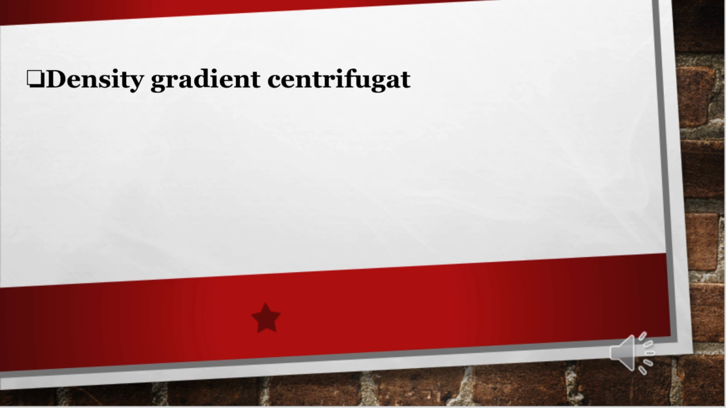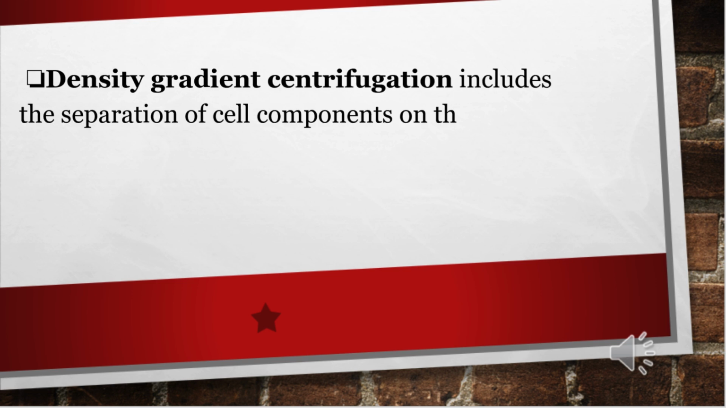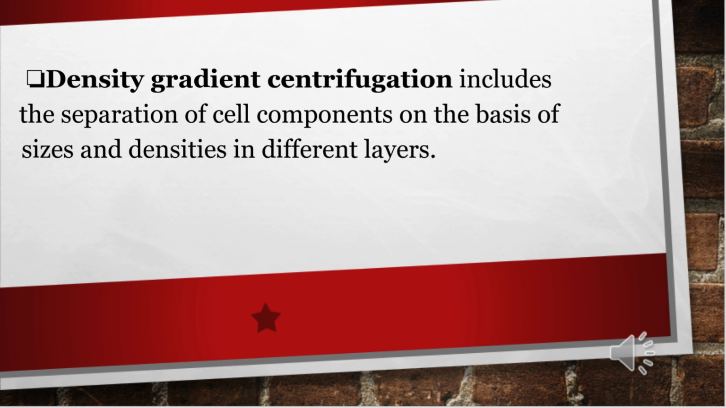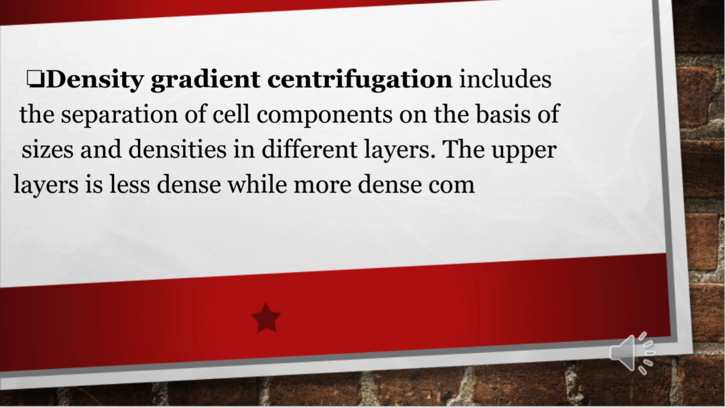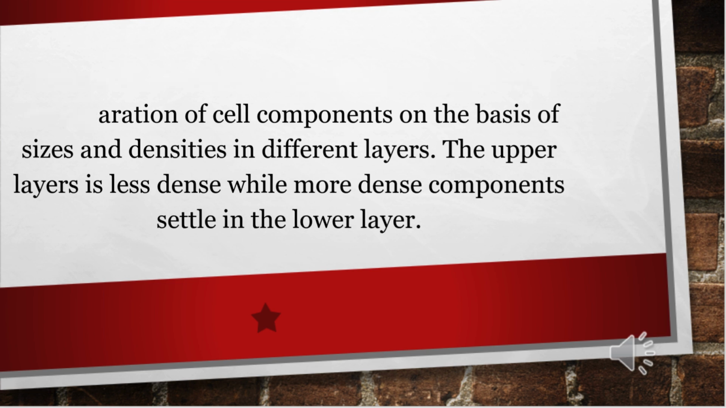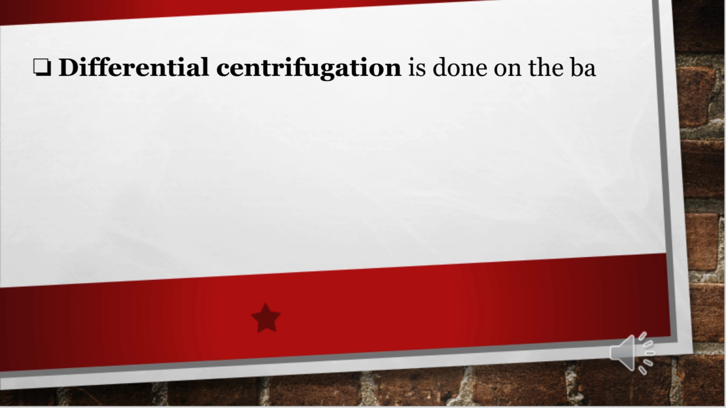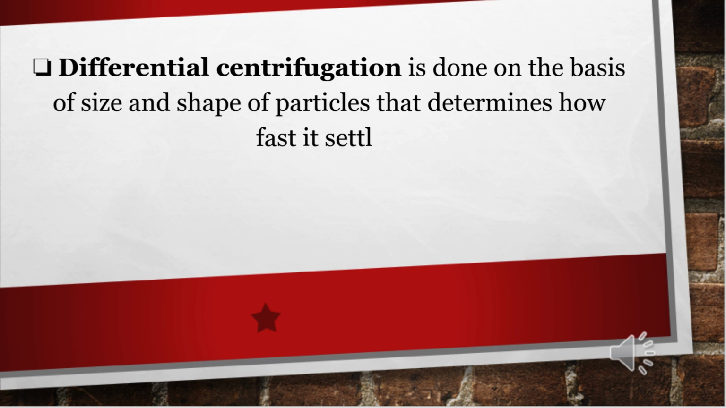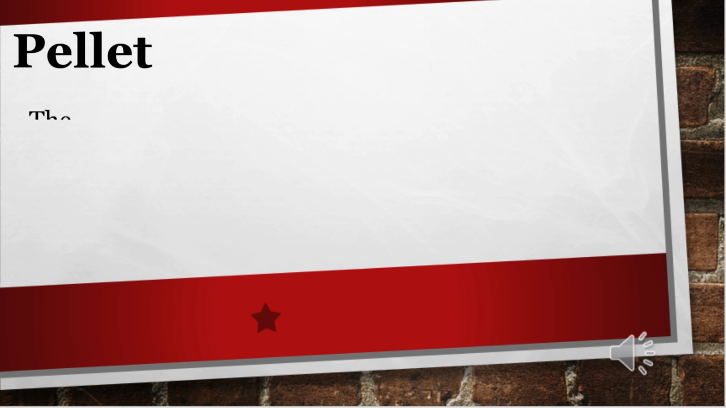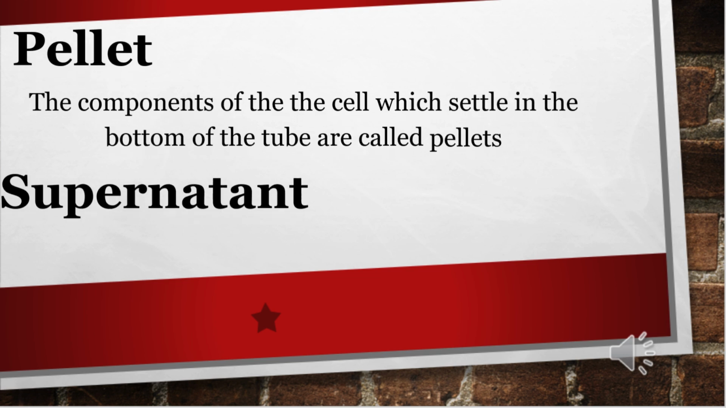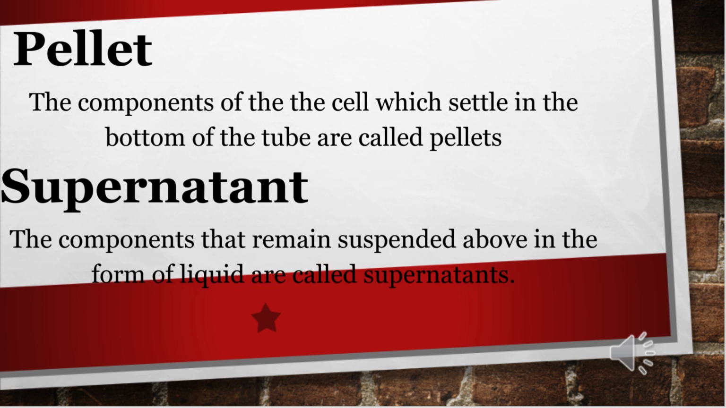Density gradient centrifugation includes the separation of cell components on the basis of sizes and densities in different layers. The upper layer is less dense, while more dense components settle in the lower layer. Differential centrifugation is done on the basis of the size and shape of particles that determine how fast they settle. The components of the cell that settle at the bottom of the tube are called pellets, while the components that remain suspended above in the form of liquid are called supernatants. The supernatant is drawn off after every step and centrifuged again. A series of pellets containing cell organelles of smaller and smaller size can therefore be obtained.